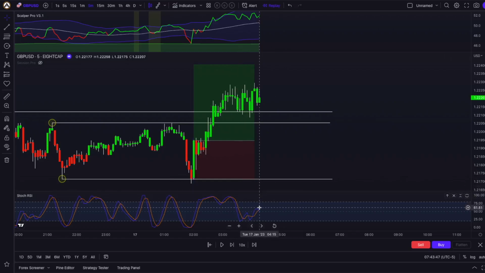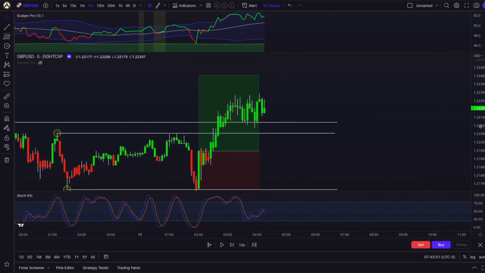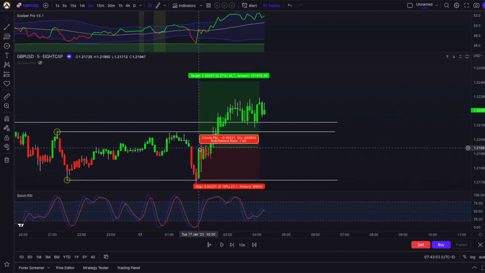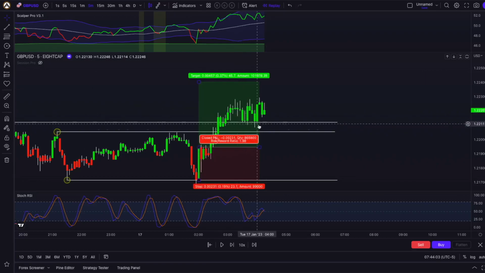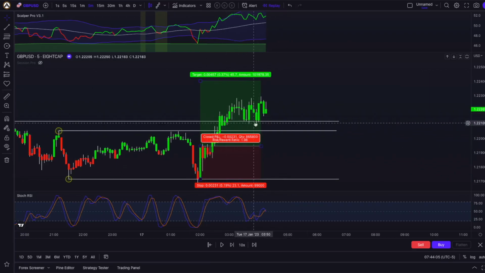Alright, so now we see the stochastic RSI is doing its thing below here. If you would have entered this trade right here with a 23 pip stop loss, I would have moved my stop loss to break even. And if you entered on this slight pullback, you already hit your take profit target, so you're good to go. I wouldn't enter based on this consolidation up here.